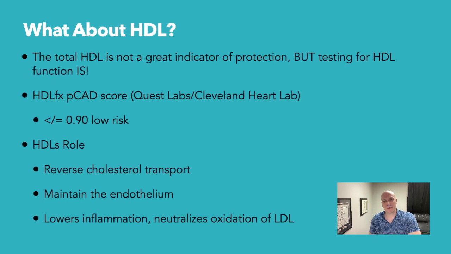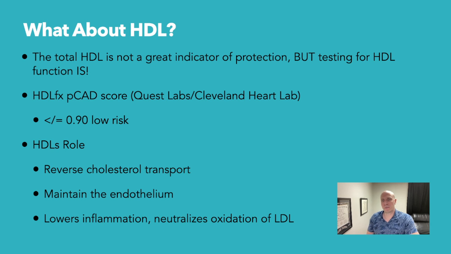What about HDL? Again, this is something reported on a traditional test, but the absolute number actually doesn't mean much. It is not a great indicator of protection. So people that have had these really high HDLs, we used to say, oh, you're protected. Truthfully, that's, for the most part, not true, because it's the degree of functionality of the HDL that's important, not the total number. So there actually is a test. It's done through Cleveland Heart Labs at Quest called the HDL-FXP CAD score. And you want to see that less than 0.9. That's low risk.